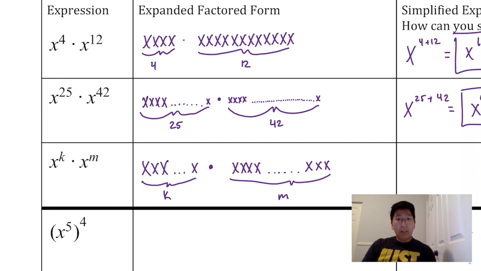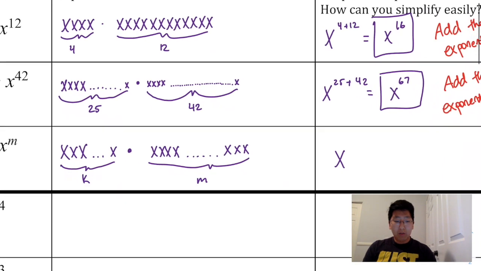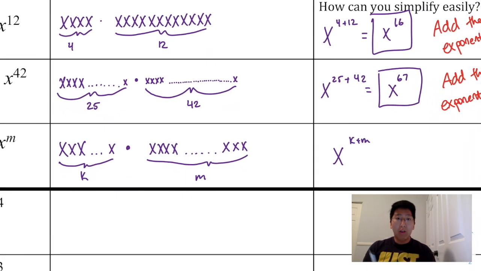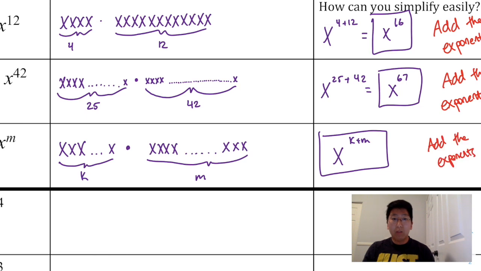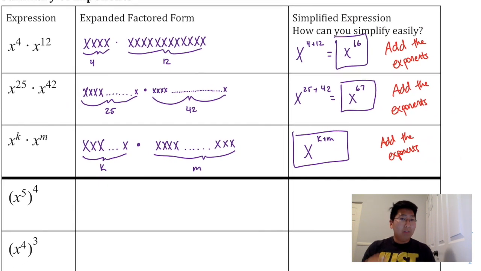Well, here's a way to generalize the rule. We can take x, and we are going to add the two exponents, k and m. Whatever those numbers are, we're going to add them together, and we're going to get x to the k plus m. k and m are variables. So what we're doing here is still adding the exponents. Hopefully that makes sense to you.